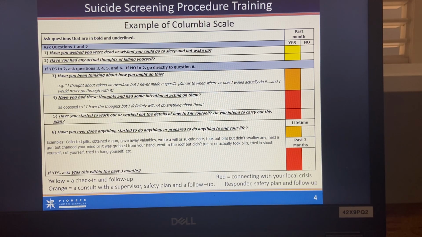This also includes a progress note as well as a conversation and an email going out to the team so that the team is also aware of the client and where they are with regards to their risk.